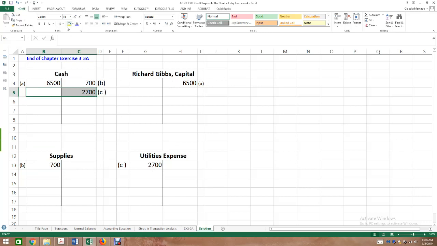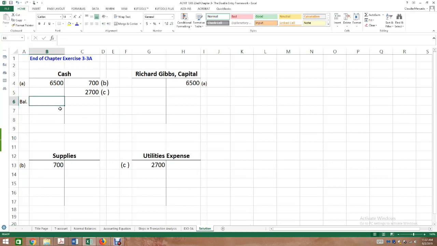Now, our cash had 3 transactions posted. So now I need to figure out what my balance is. So I'm going to pull up my calculator. Your balance is always going to be posted on the side that it's the greatest. So is 6,500 greater than 2,700 plus 700 put together? Yes, it is greater. 2,700 plus 700, that's 3,400. So which side is greater? My debit side. So you're always going to put your balance on the side that it's the greatest.